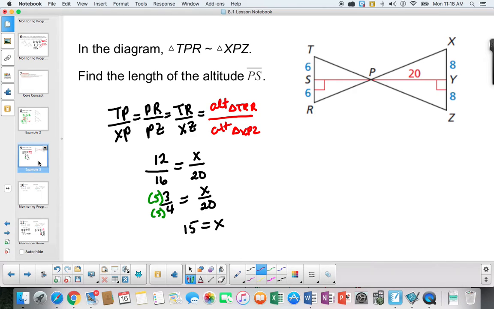All right, let's take a look at this problem. The triangles are similar, so I've already written out the corresponding proportion. And I also know that the altitudes have this same ratio, so I wrote this down. I know that TR, which is 12, and XZ, which is 16, is equal to the same ratio of the altitude, which is X, what I'm looking for, and 20. I've decided to reduce 12 over 16, and I noticed that all I've got to do is times by 5 to get the 20. I'm going to times the top by 5, and then the answer is 15.